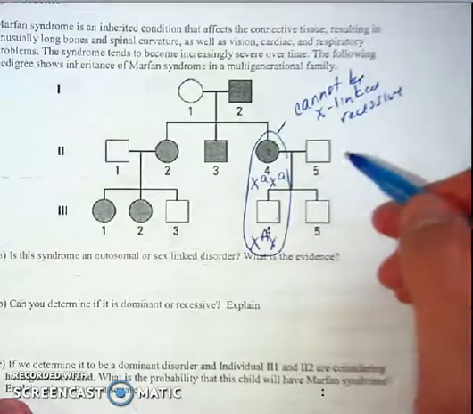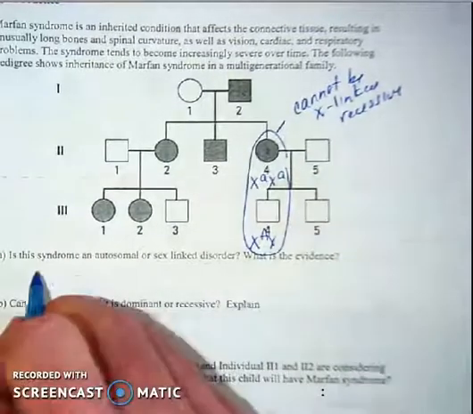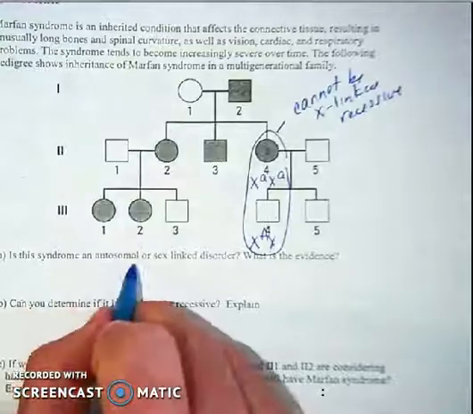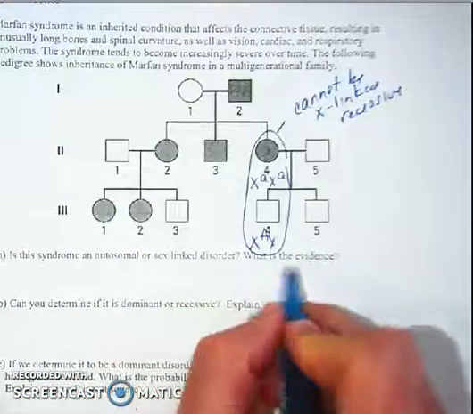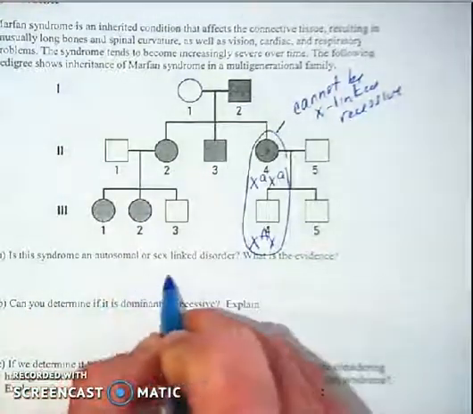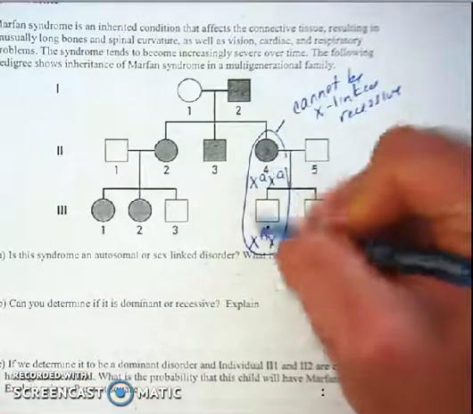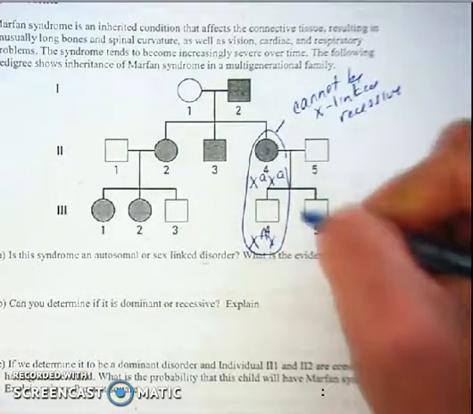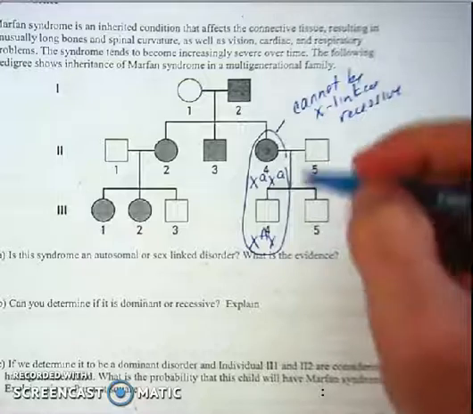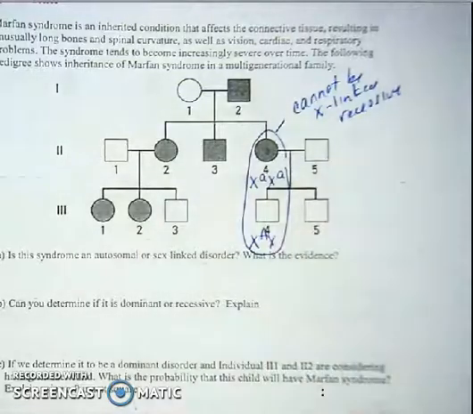Okay? So from there, I want to make sure the first question is: is this syndrome an autosomal or sex-linked disorder? What is the evidence? This is not a sex-linked disorder because this mother-to-son scenario disproves its ability to be sex-linked. If you have any questions, we'll do some more follow-up in the future.